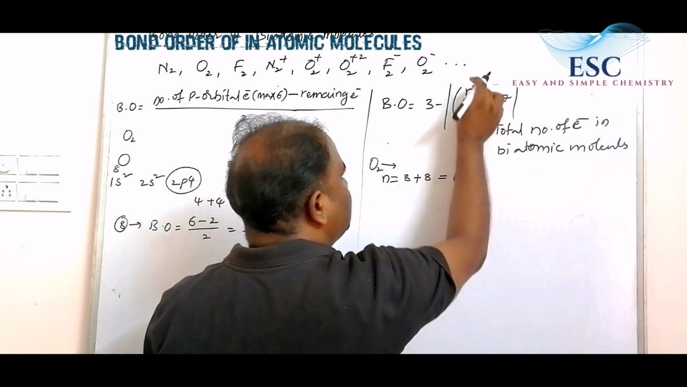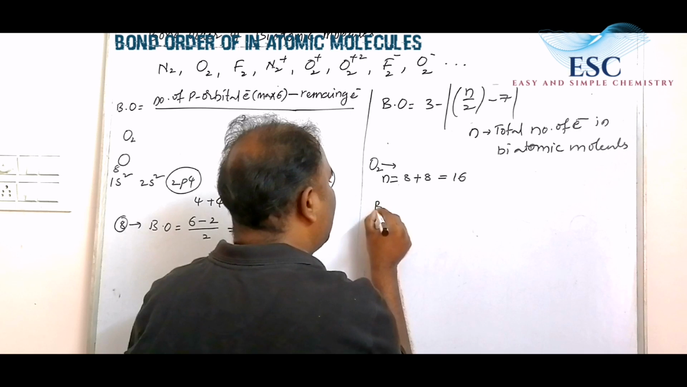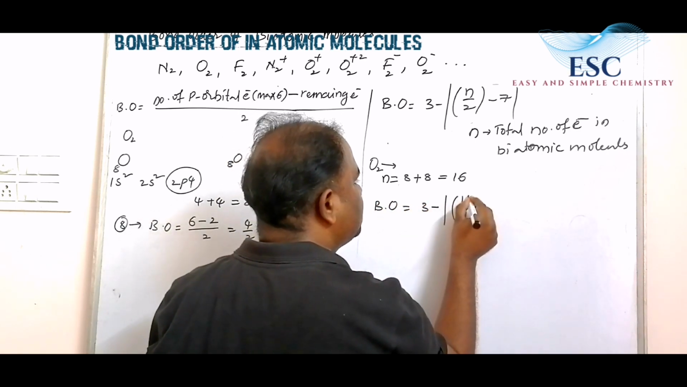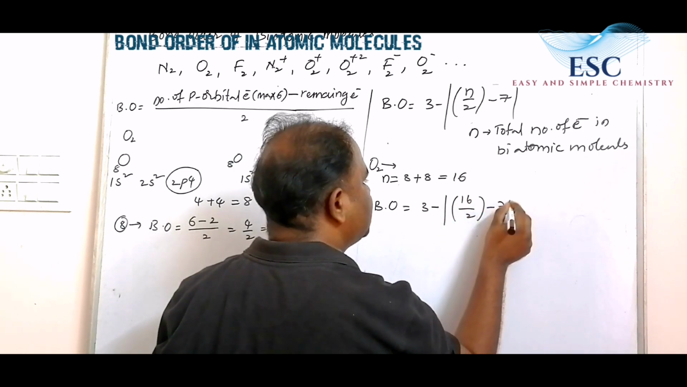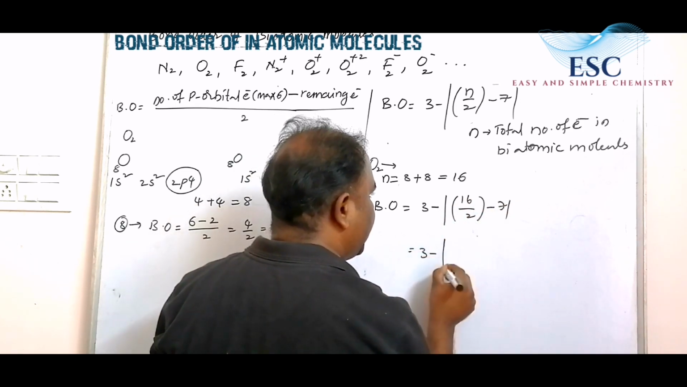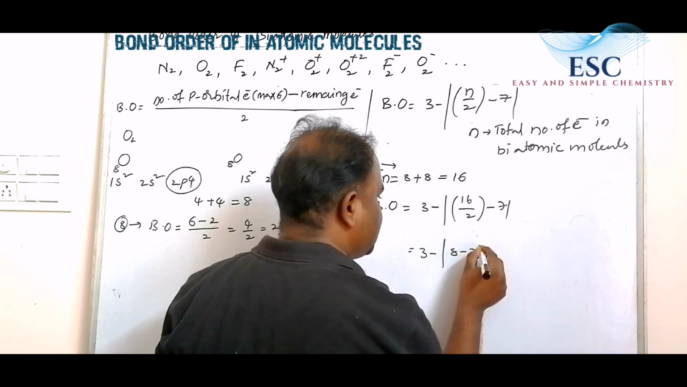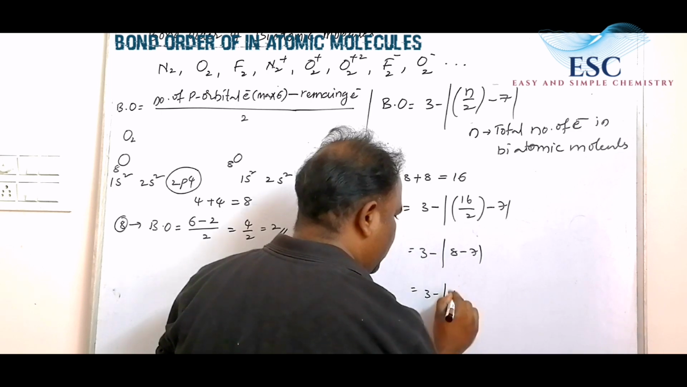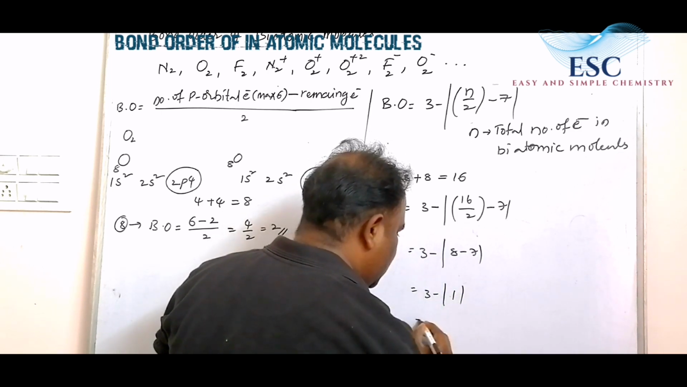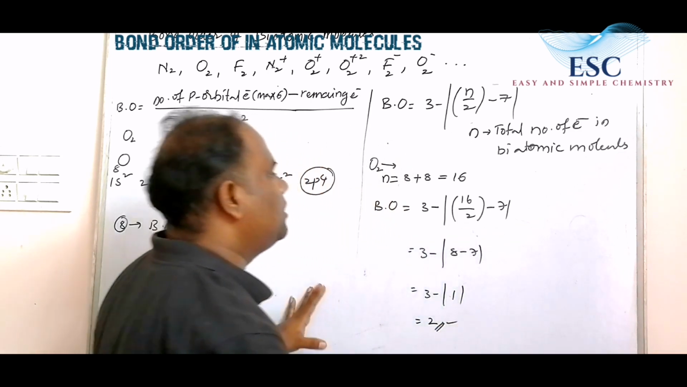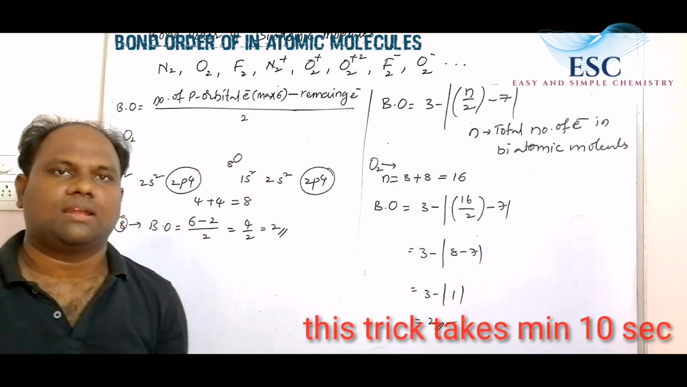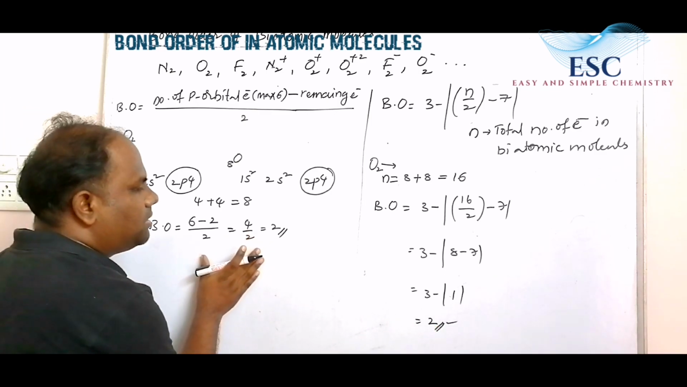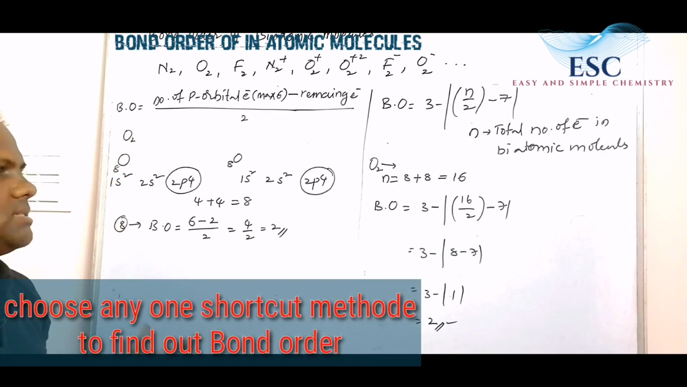Just substitute this 16 in the equation. Bond order is equal to 3 minus mod of 16 by 2 minus 7. Let's calculate: 3 minus mod of 8 minus 7, 3 minus mod of 1, which is also equal to 2. So this is also an easy way to calculate the bond order of the oxygen. This is also one of the simple tricks.